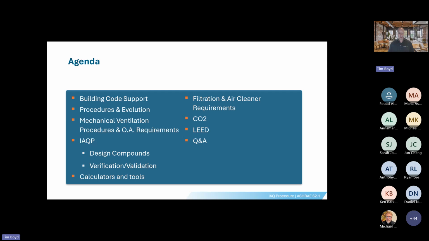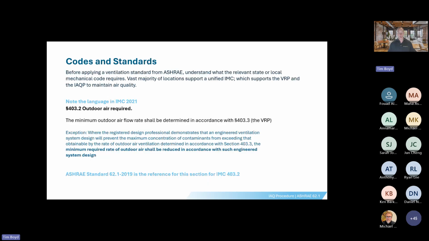This is the agenda. As we walk through this, I'm going to start with how it gets into a code and what the procedural elements are. Then we'll get into the differences between the ventilation rate procedure and the indoor air quality procedure. I'll talk about the calculator that ASHRAE created for this context. And then we'll wrap up with a handful of different notary conversations that are ancillary to this conversation today.